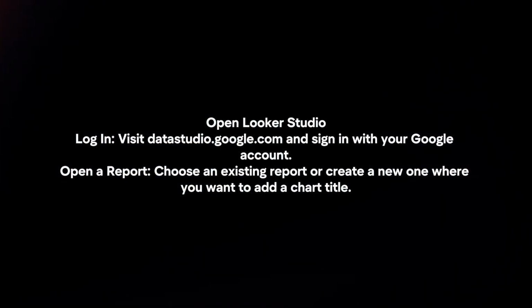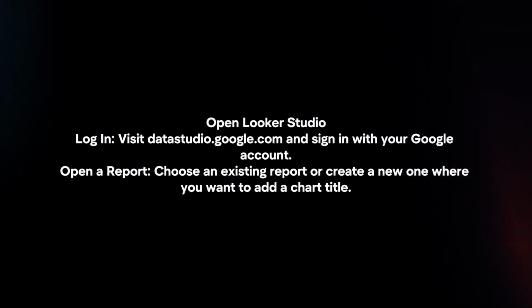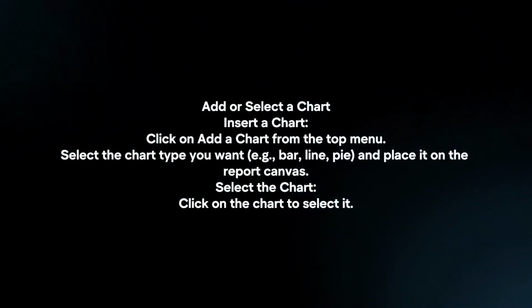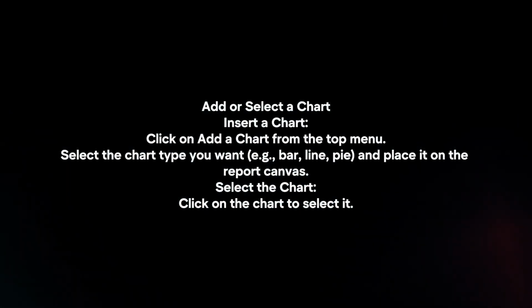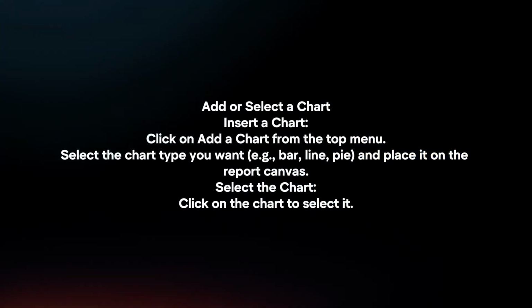Open a report. Choose an existing report or create a new one where you want to add the chart title. Add or select a chart. Insert a chart. Click on Add a chart from the top menu. Select the chart type you want and place it on the report canvas. Select the chart. Click on the chart to select it.